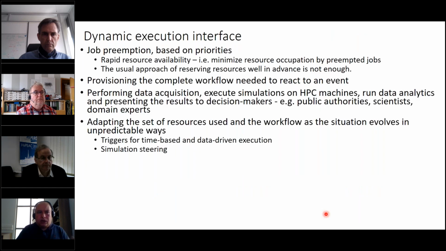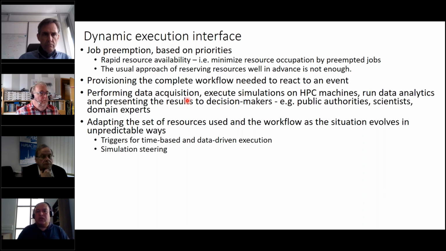Now, some details about what it would take to have a dynamic execution environment. Well, I mentioned preemption again, based on priorities. Preemption allows us to achieve rapid resource availability. Another way to say this is that we minimize the resource occupation by the jobs that are being preempted. Well, the usual approach of just reserving resources well in advance is not adequate in our case. That's why we rely on preemption. We need to provision a complete workflow, and the workflow is dynamic and quite heavy in resource consumption when an event occurs. It might not be as effective to just assign resources on a job-by-job basis, which is the common practice now.